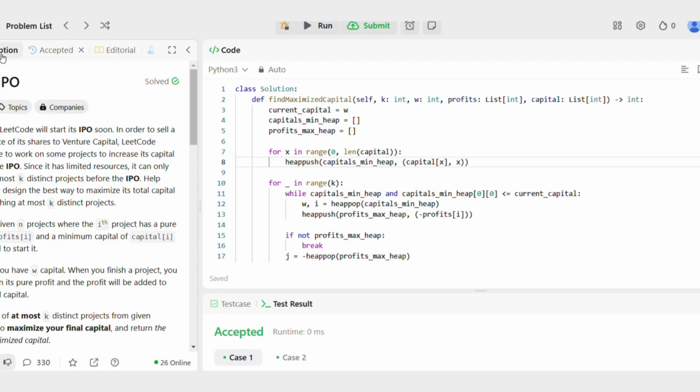The space complexity is O of n. This is because we're using two heaps, one to store capitals, one to store profits. So in the worst case, we meet the capital requirement of all projects right from the start, and we populate both heaps with n elements each. So I'll put it in the comment section too.